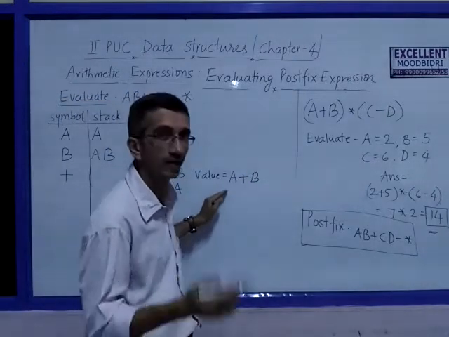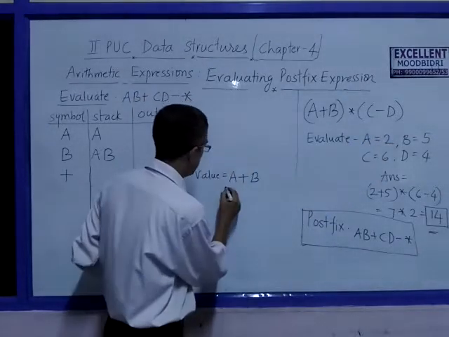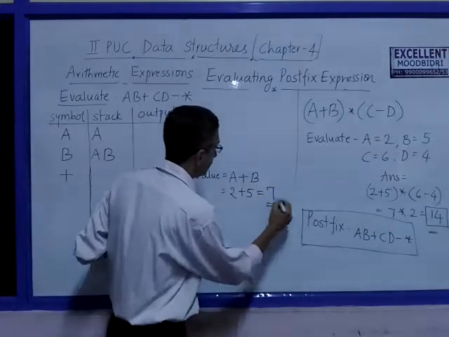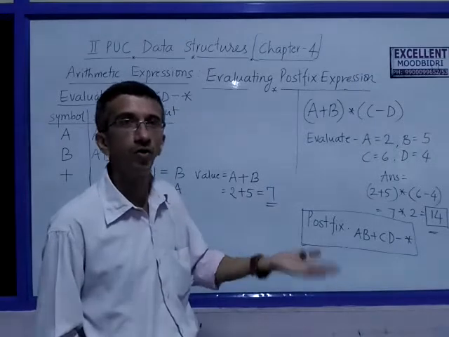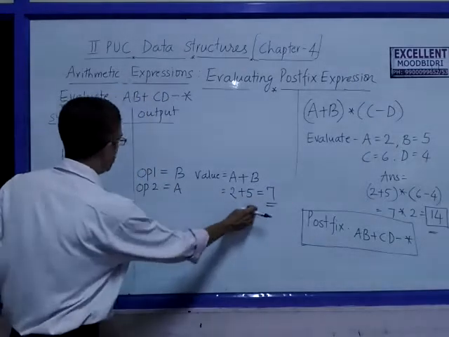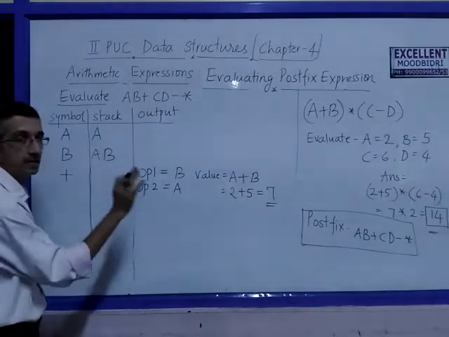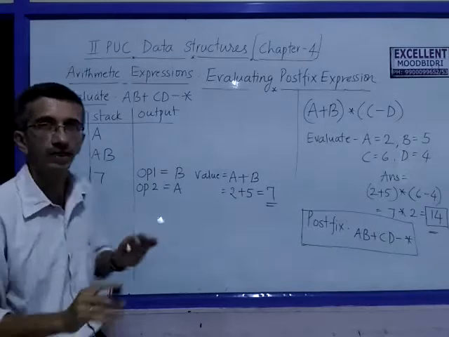Now substitute the values to get the actual value. A is 2, B is 5, so it is 2 plus 5 is equal to 7. The value is 7. The next step, push the value onto the stack. So the value 7 is pushed onto the stack. Now after popping B and A, the stack is empty, and the value 7 comes onto the stack. So that operation is over.